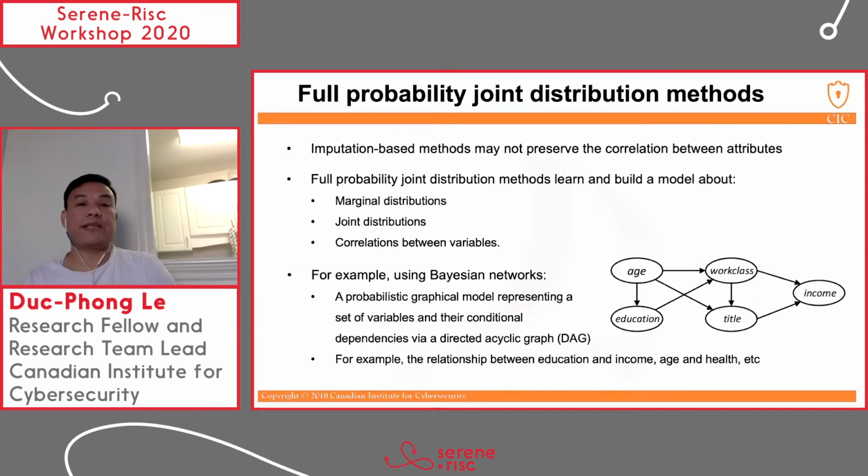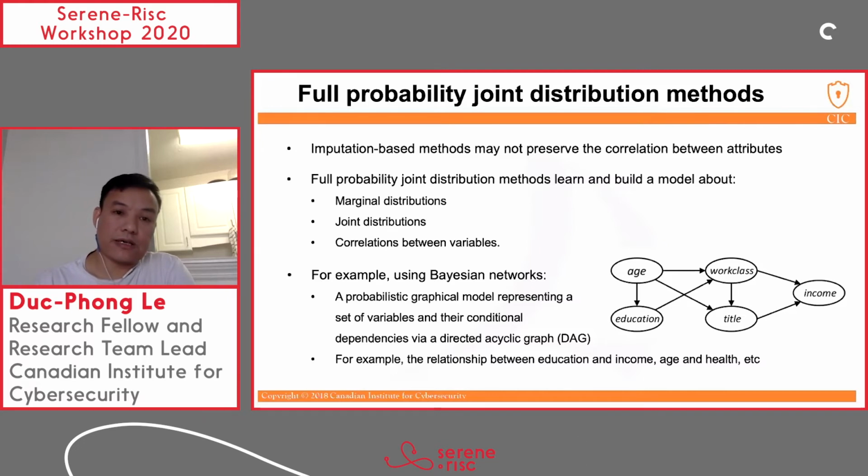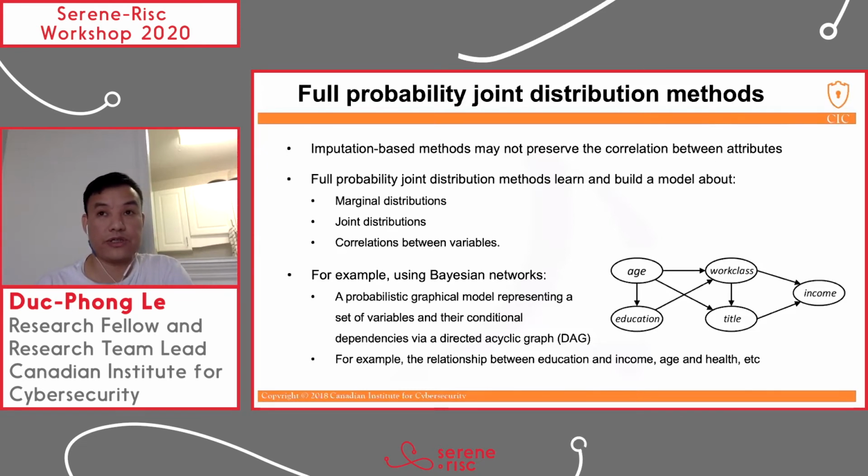For full joint probability distribution methods, we have one problem with imputation-based methods. This method may not preserve the correlation between attributes because it studies only the marginal distribution of the data set. So the full joint probability distribution methods can address this matter, because they study not only the marginal distribution, they also study the joint distribution and correlations between variables in the real data set.